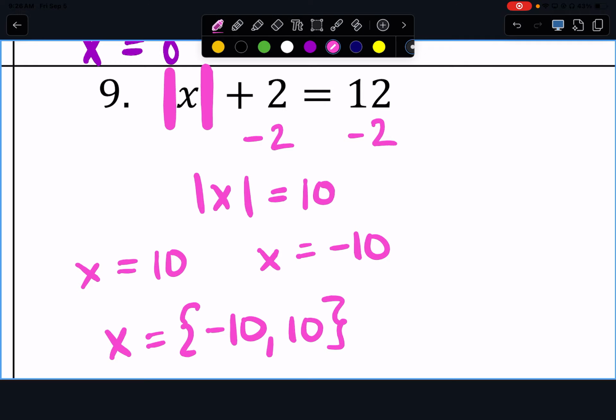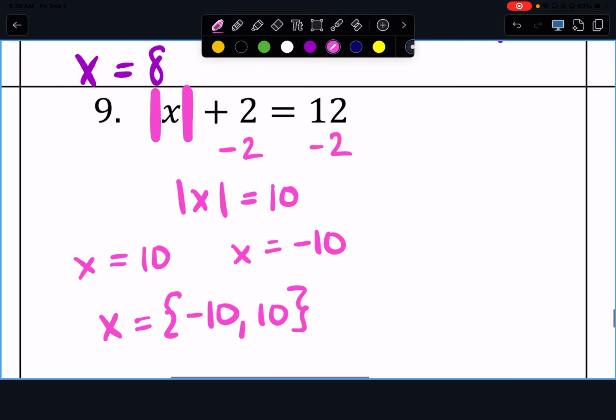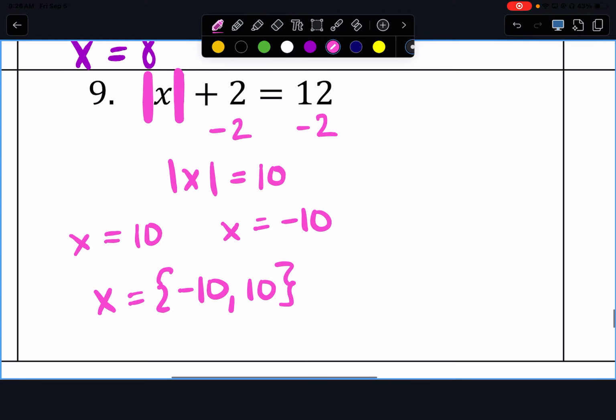Yes. Negative 11 and positive 6. Negative 11 first, yep.